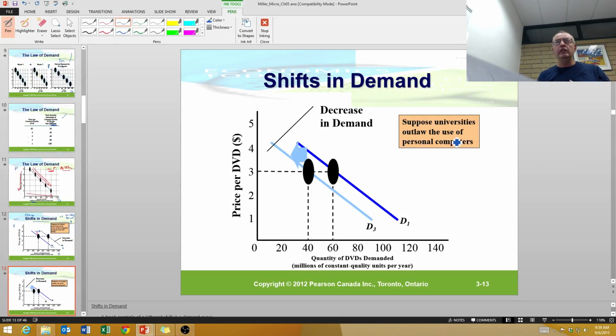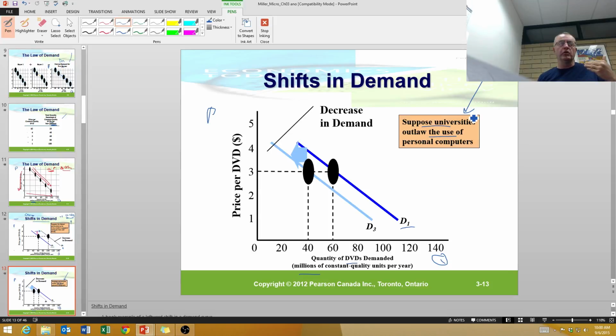So the example on the slides here, and I think the one in the book, is, here's our original demand curve for DVDs across Canada, let's say. This is millions of DVDs per year. Here's the price. And then post-secondary educational institutions decide to ban the use of personal computers on campus.